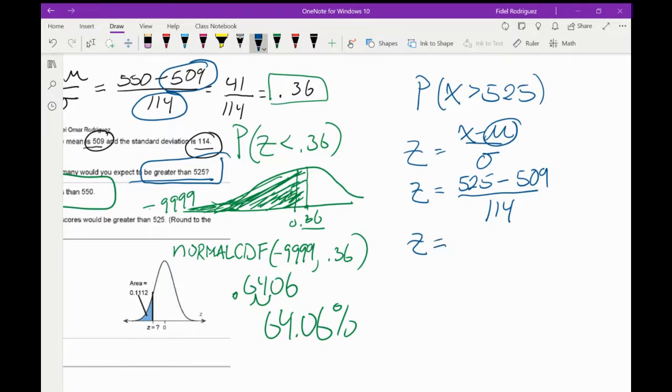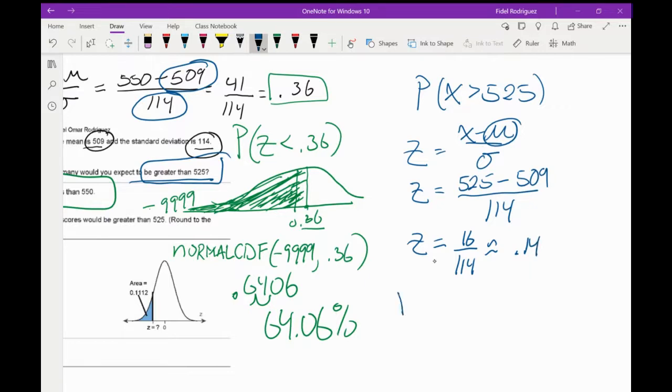Okay. So let me go ahead and do this part here on my calculator. I'm just going to grab the calculator that I have here at my desk. Let me clear this out. 525 minus 509. That's giving me 16 over 114. And I'm going to go ahead and convert that to a decimal, so let me divide it by 114. Again, I'm going to round this to 2 decimal places. And guys, what I'm coming up with is 0.14.